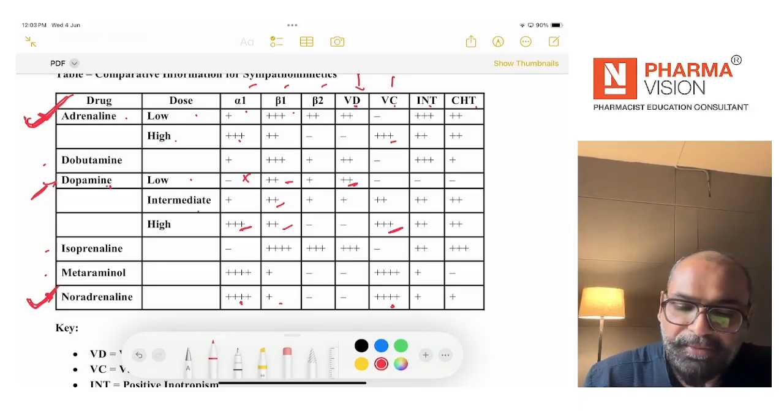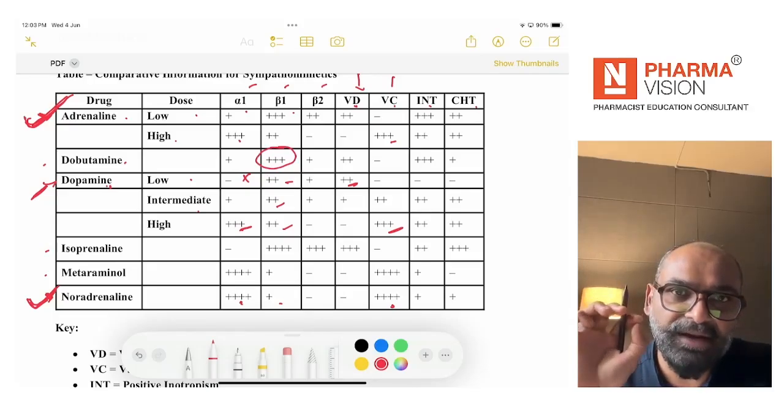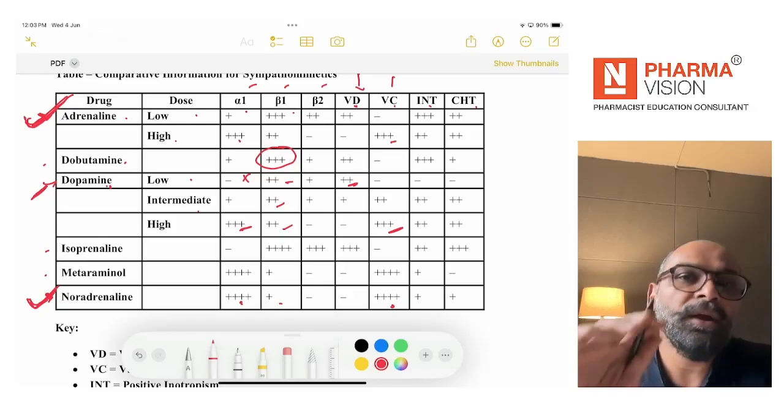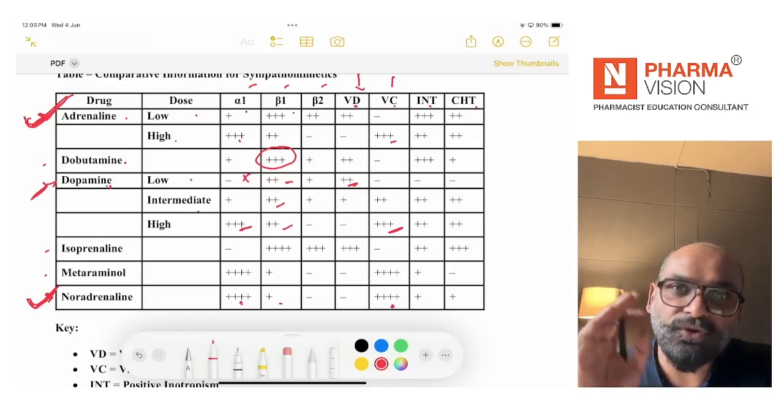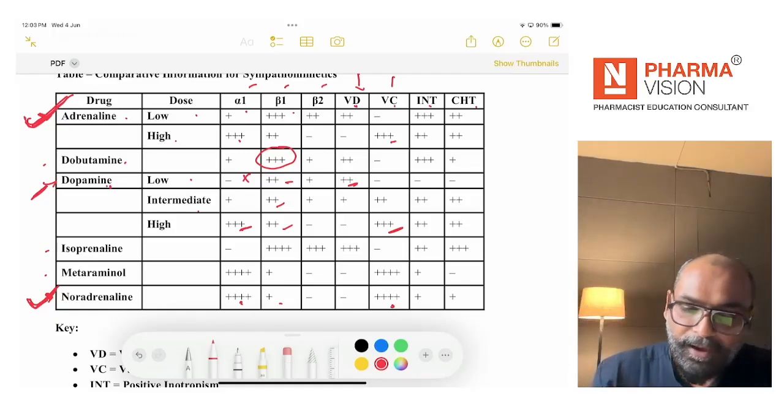Dobutamine is straightforward. Dobutamine only acts at the beta 1 receptor. That means dobutamine has a very clear-cut function. When the patient has significantly low cardiac output, in that situation we can give dobutamine, and that can improve the positive inotropic effect.